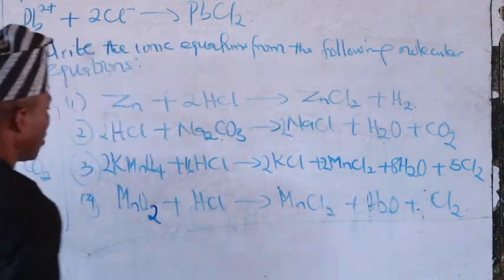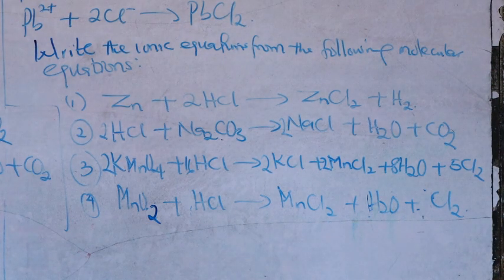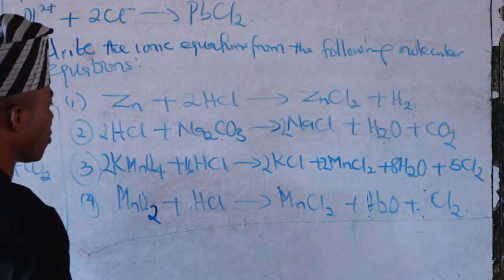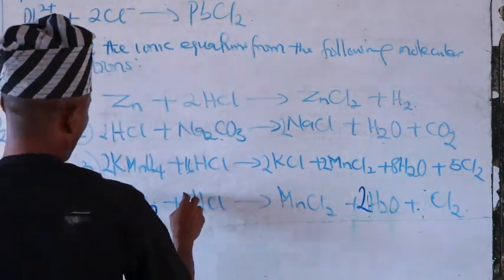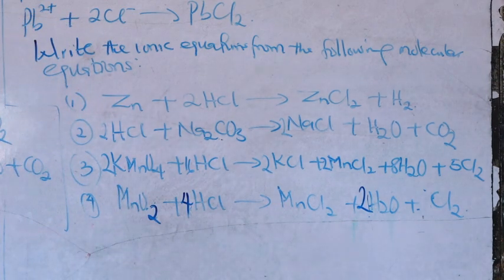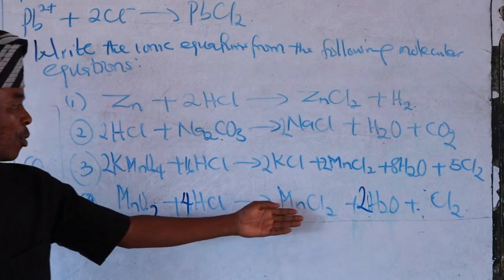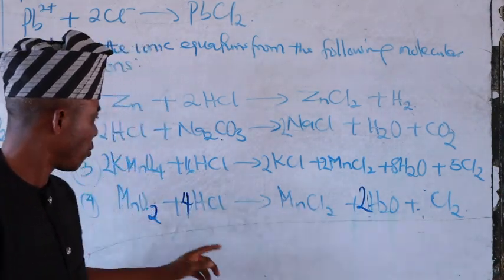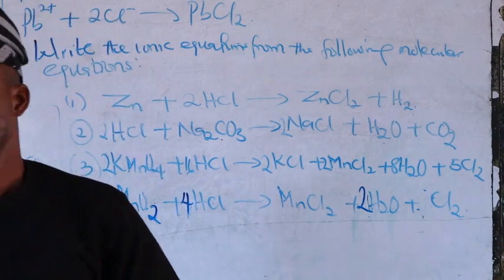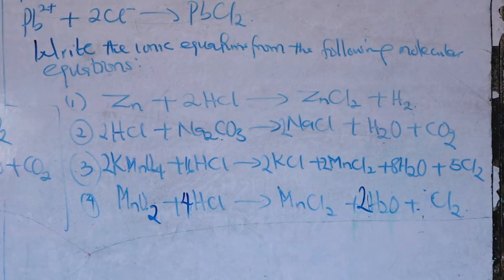With this MnO2, I think this should be 2, this should be 2, and this should be 4. So the equation is balanced. 1 manganese, 2 oxygen, we have 2 oxygen, 4 hydrogen, 4 chlorine, 2 plus 2. Now convert those molecular equations to ionic equations.